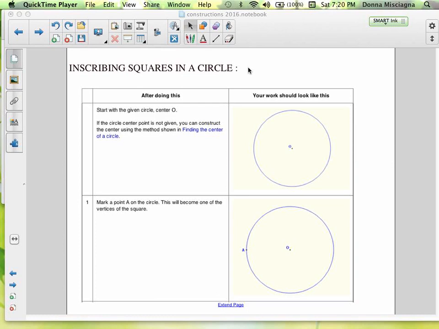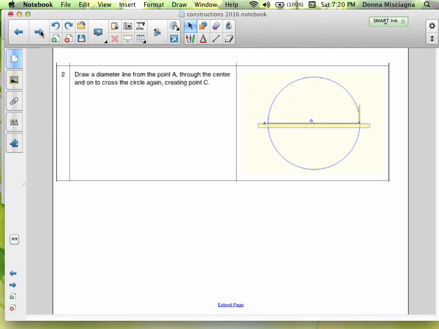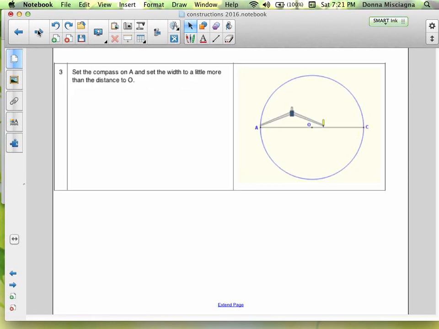This will become one of the vertices of the square. And like the inscribed hexagon construction, it doesn't matter where you draw this point. Just draw it somewhere on the circle. All right, you're going to draw a diameter from that point through the center and cross the circle again. You know that has to be a diameter because it's intersecting the center of the circle and 2 points on the circle, just like we did in the equilateral triangle construction.